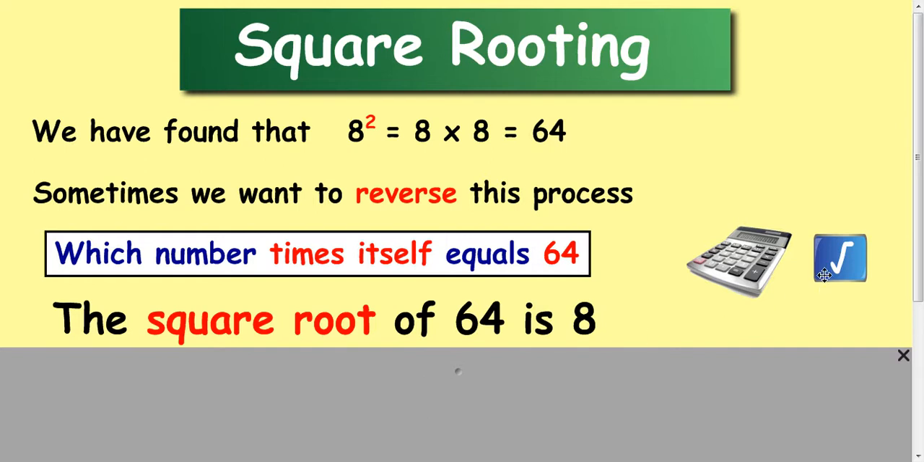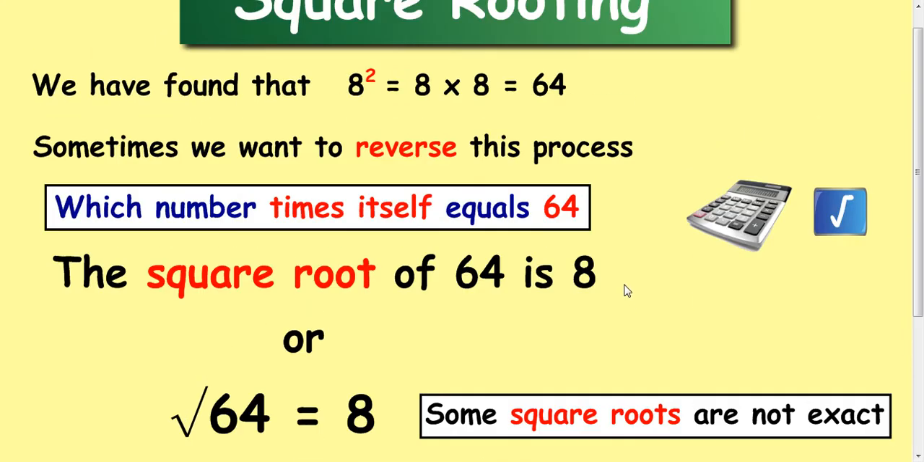The button in your calculator to square root a number is this wee kind of tick shape. Sometimes there's a wee tick and a wee box underneath, but if you click that first and then type 64, you should get 8. Some calculators you type 64, then push this button, and it will pop out to be 8.